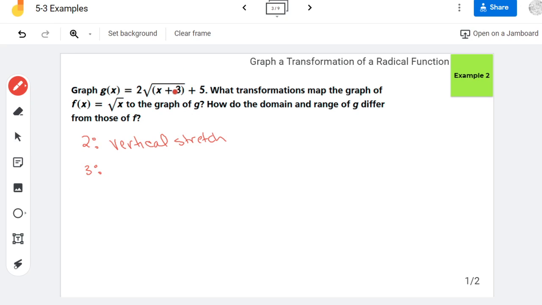Alright, so now let's look at the 3. The 3 is happening inside of the grouping symbol, so it's a horizontal change. It's addition or subtraction, so it's a translation. And remember, horizontal changes feel backwards. So when they're adding, it feels like it should go to the right, but instead it goes to the left by 3.